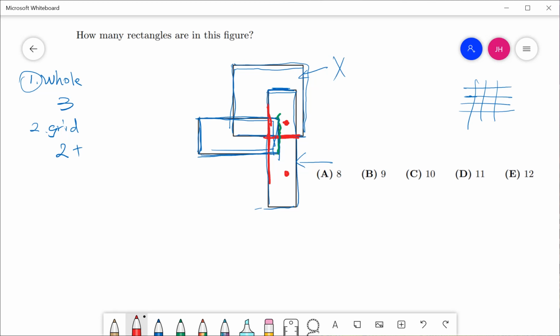Right? That line cuts through this rectangle vertically, so that we have this part and this part. So we have 2 grid-like rectangles, so we will add another 2 here. Okay, now we've considered all 3 whole rectangles, so we've exhausted all grid-like rectangles already. So let's remove the red lines. So we have 2 plus 2 equals 4 grid-like rectangles.